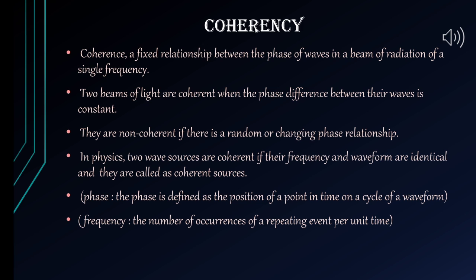Now, what is meant by phase and frequency? Phase. The phase is defined as the position of a point in time on a cycle of a waveform. Now, what is meant by frequency? The number of occurrences of a repeating event per unit time is called a frequency.